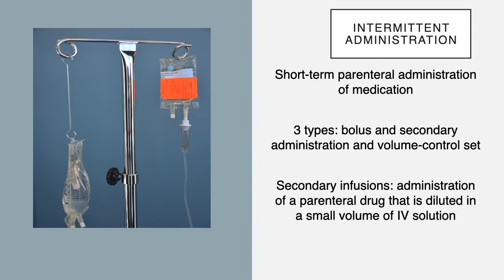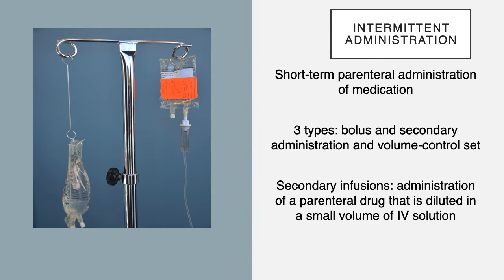So let's talk a little bit about intermittent administration. Intermittent infusions are also referred to as IV piggybacks or secondary infusions, and they can run in tandem with the primary IV fluids. These secondary infusions contain small amounts of medications, like a drug, that is diluted in a small volume of IV fluids. Usually that volume is 50 to 100 milliliters. So that's what you have with your intermittent infusion.